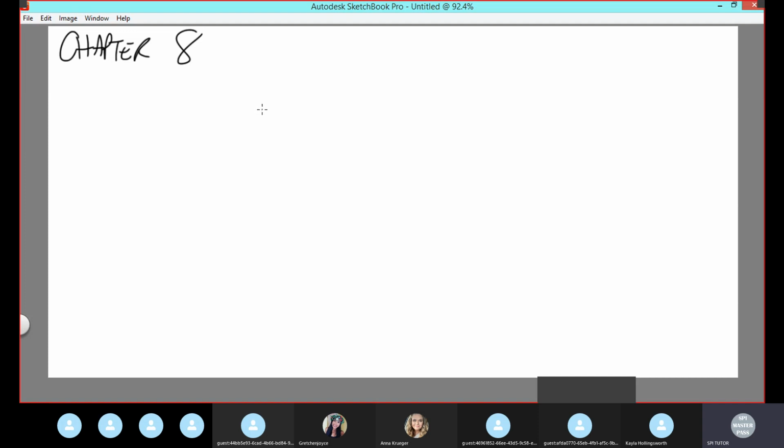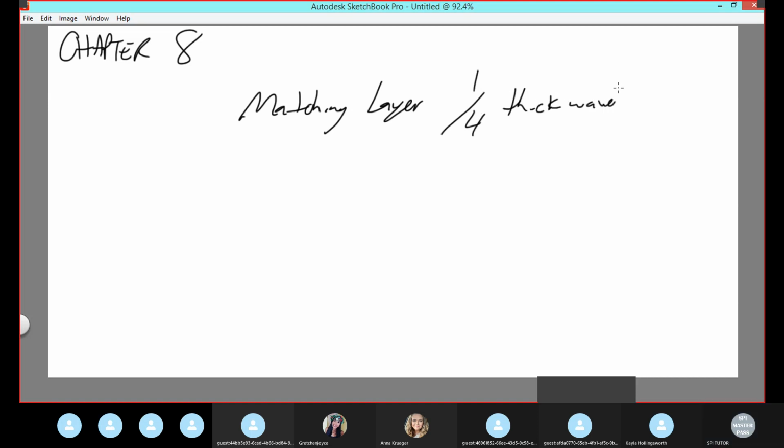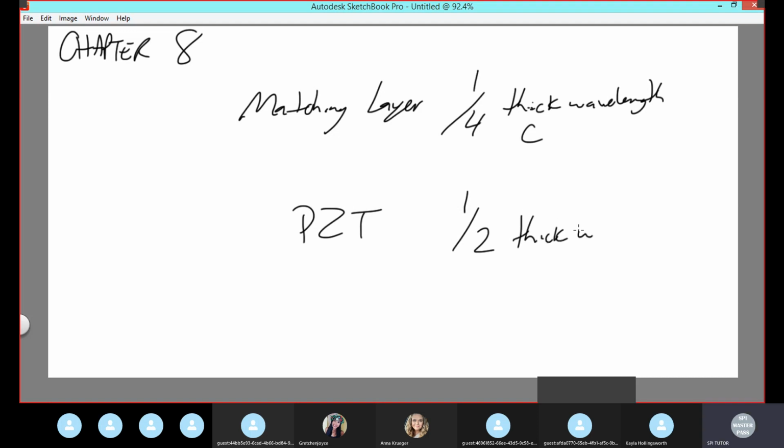So it's about their thickness. The matching layer, and this is a very easy question on the SPI, is a quarter of the wavelength, of the speed in the matching layer. But the big thing to remember is that it's a quarter thick. It's a quarter thick because the PZT is half the wavelength of the propagation speed in the PZT. So don't get these two numbers confused.